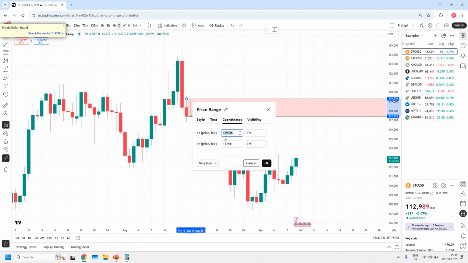Your stop loss is 119,336 US dollars. Once the price just crosses this value, you will exit the trade and book the loss. And what is your entry here? 117,451 US dollars. At the time prices enter, you take the trade.